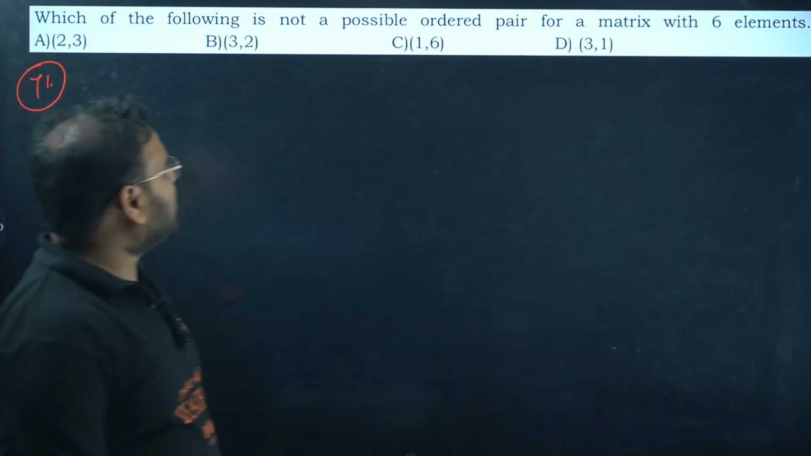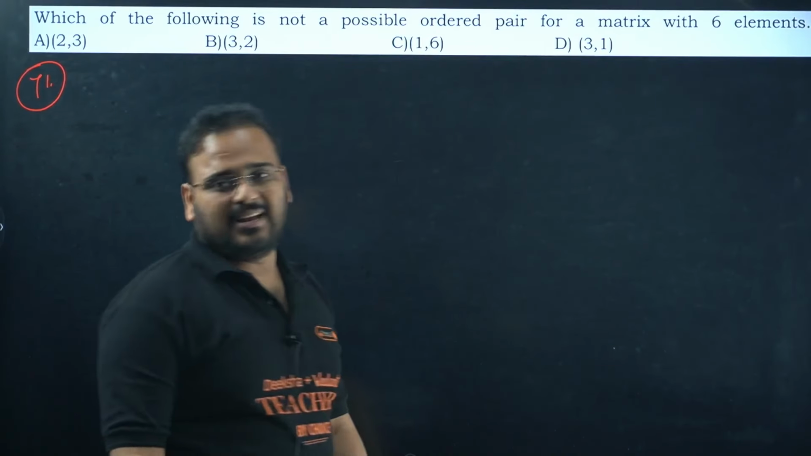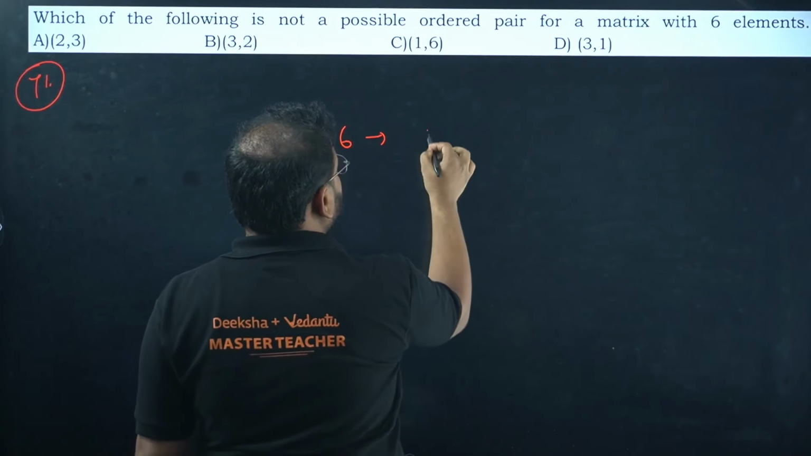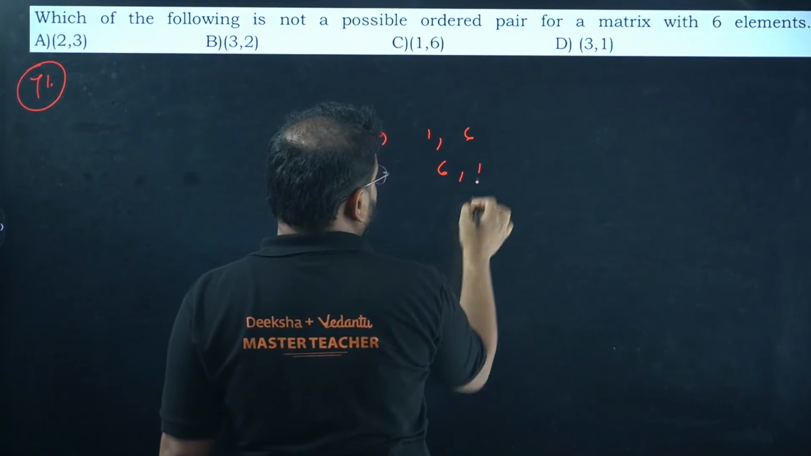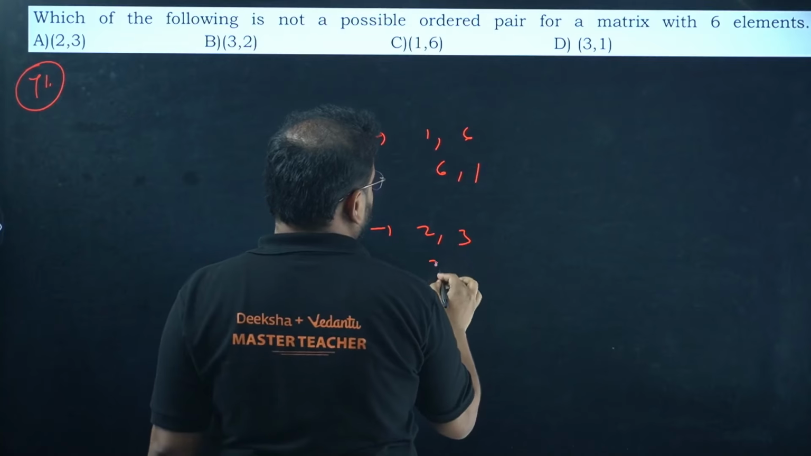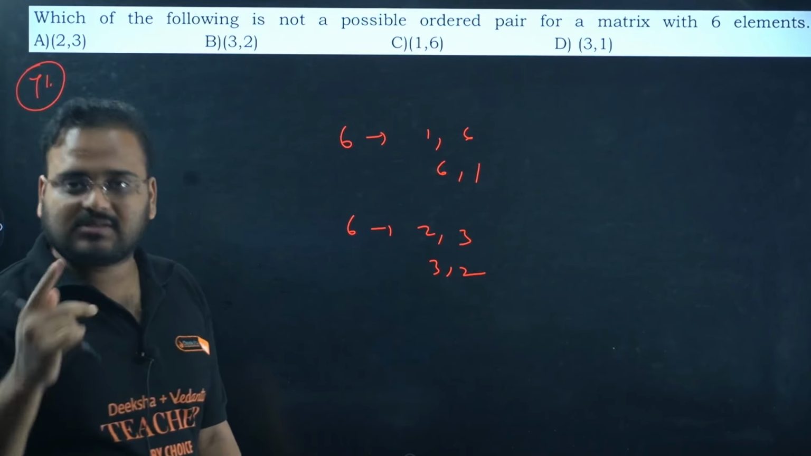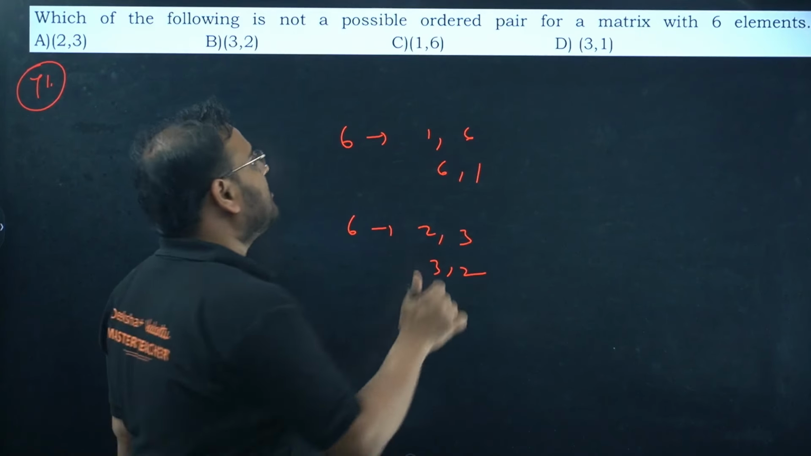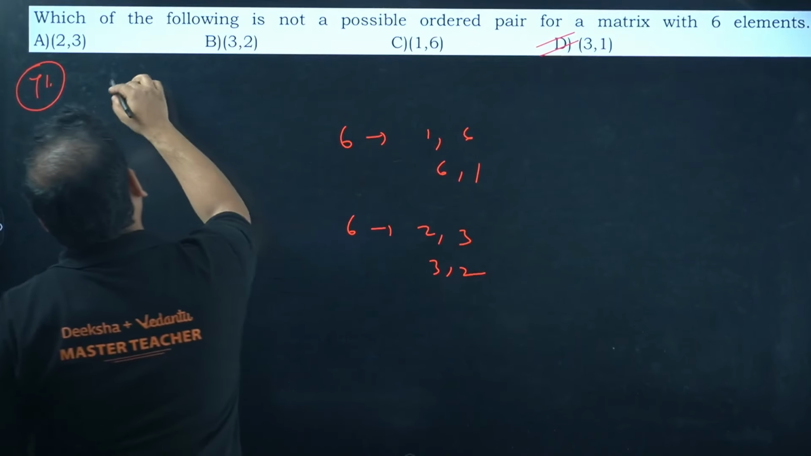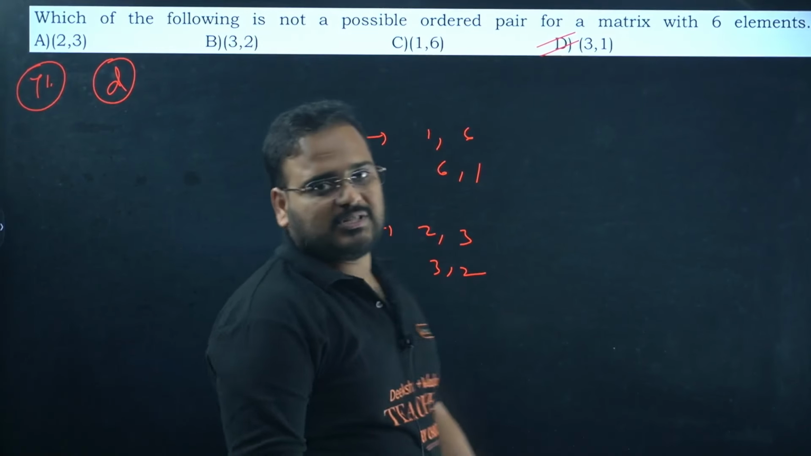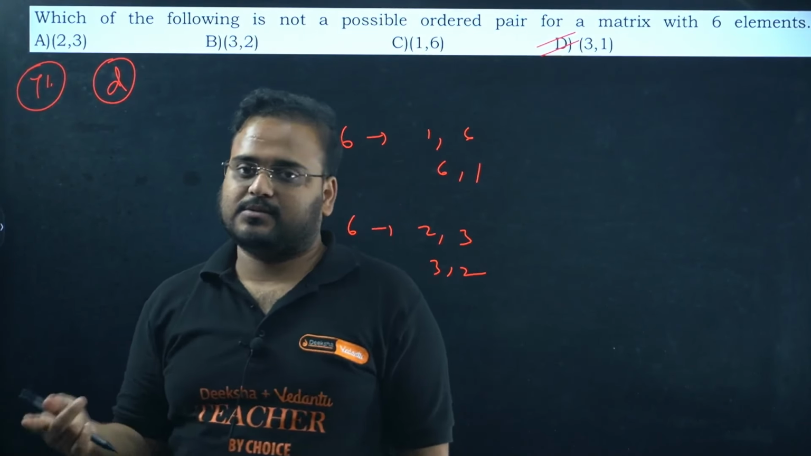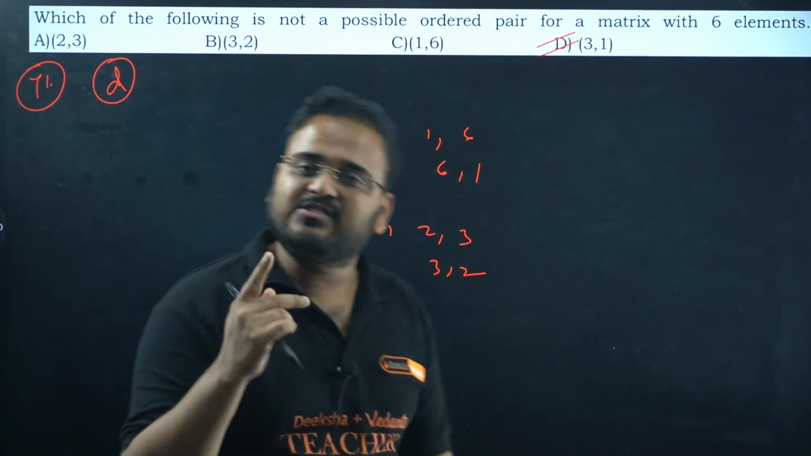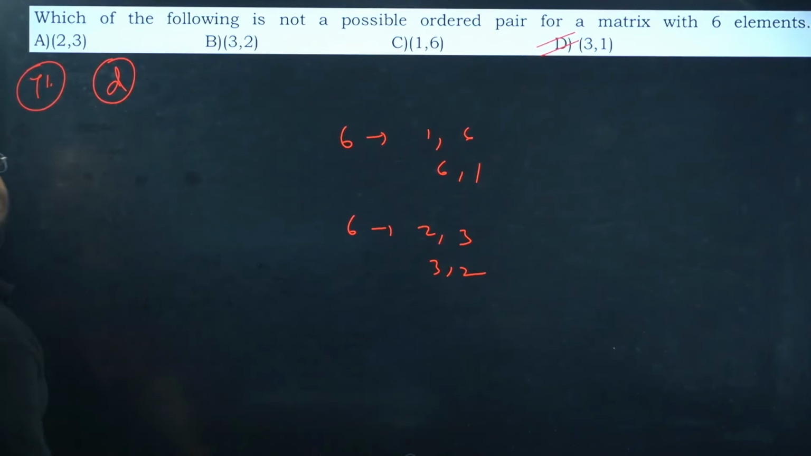71. Which of the following is not possible? Ordered pair for a matrix with 6 elements. For 6 elements, we have the combinations 1 6, 6 1, 2 3, 3 2. Means 1 row 6 columns, 6 rows 1 column, 2 rows 3 columns, 3 rows 2 columns are the only possibilities. 3 1 is not possible. Then it's going to be a 3 element matrix, not a 6 element matrix. 3 rows 1 column means a 3 element matrix.